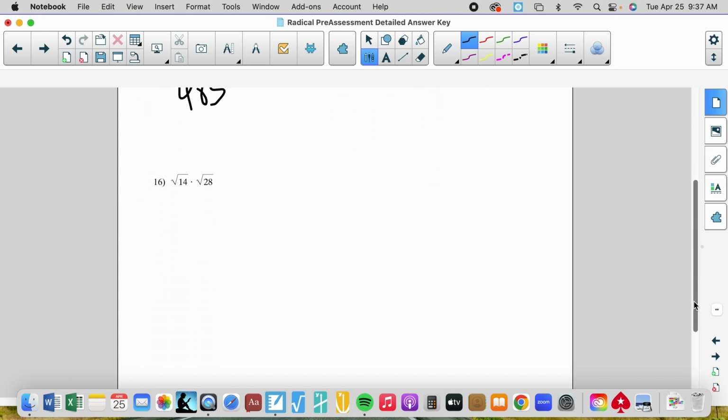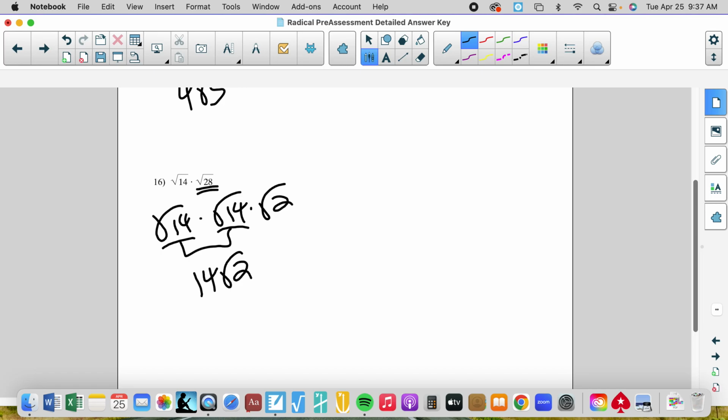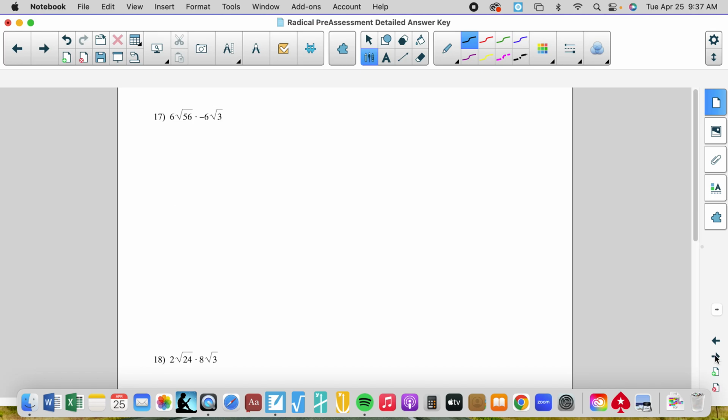Rad 14 and 28. I'm going to keep rad 14 as rad 14 because I'm going to break that 28 into rad 14 times 2. I found a match. That gives me 14 rad 2. That's the nice, efficient way. We're always looking, how can I match?